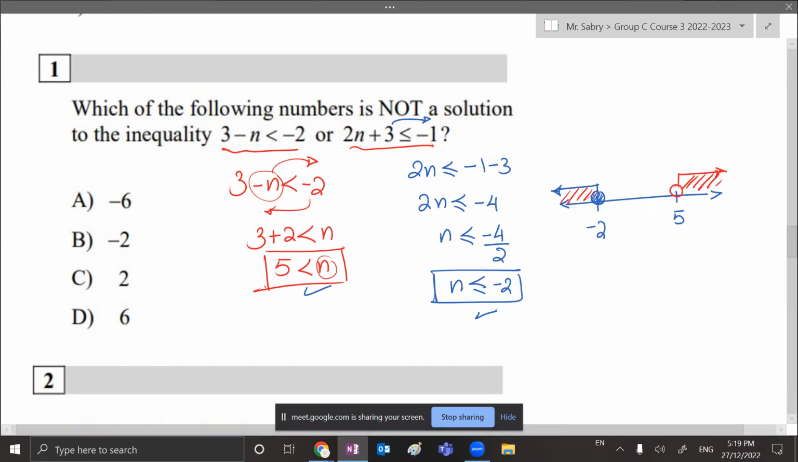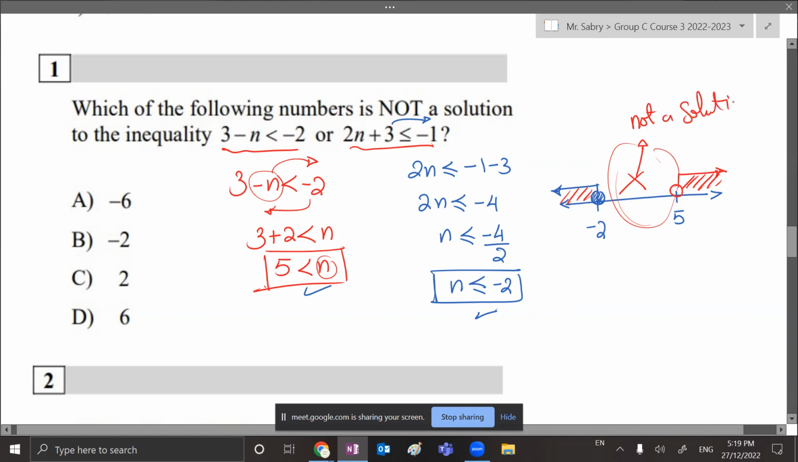Any number that's less than negative 2 is part of the solution. But any number in between this zone is not a solution. So any number that's between negative 2 and 5, that's not a solution. So which of the following is not a solution? It's definitely the 2. Because this is the only number that's actually between negative 2 and 5, while negative 6 is smaller than negative 2.